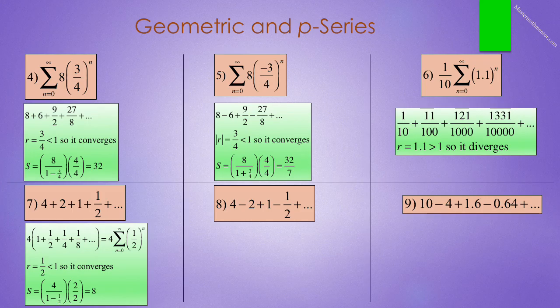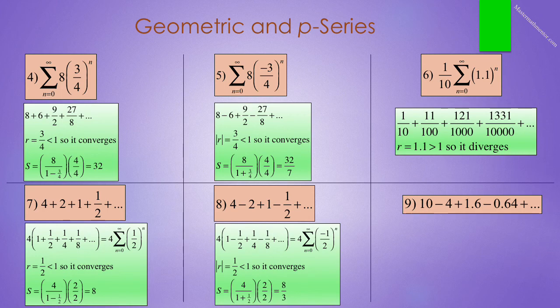And we realize that this is a geometric series for summation n equals 0 to infinity of (1/2) to the n power. Since r is equal to 1/2, which is less than 1, it converges. And therefore the sum is 4 over 1 minus 1/2. Multiplying by 2 over 2, we get 8 over 2 minus 1, which is 8.